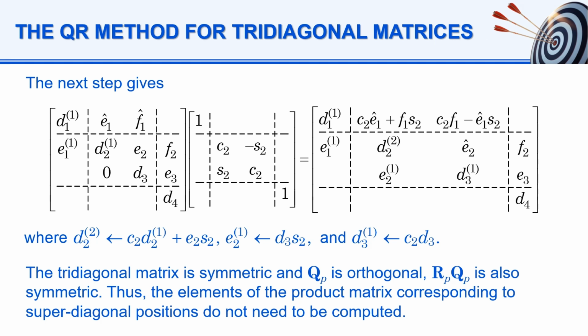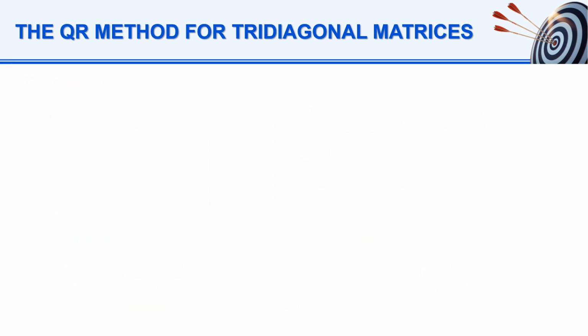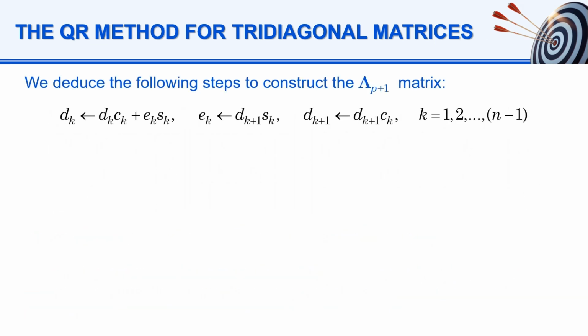The tridiagonal matrix is symmetric, and QP is orthogonal. The matrix product RP QP is also symmetric. Thus, the elements of the product matrix corresponding to superdiagonal positions do not need to be computed. We deduce the following steps to construct the AP plus 1 matrix.